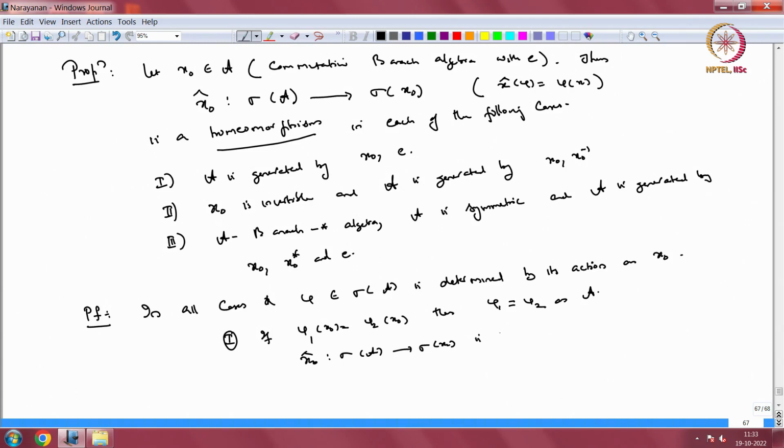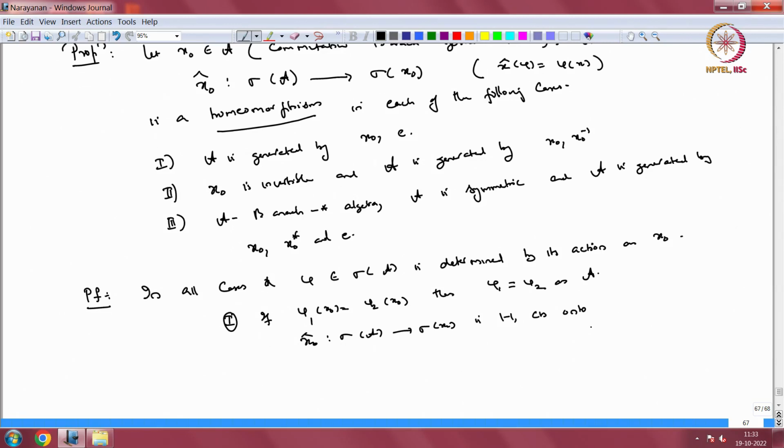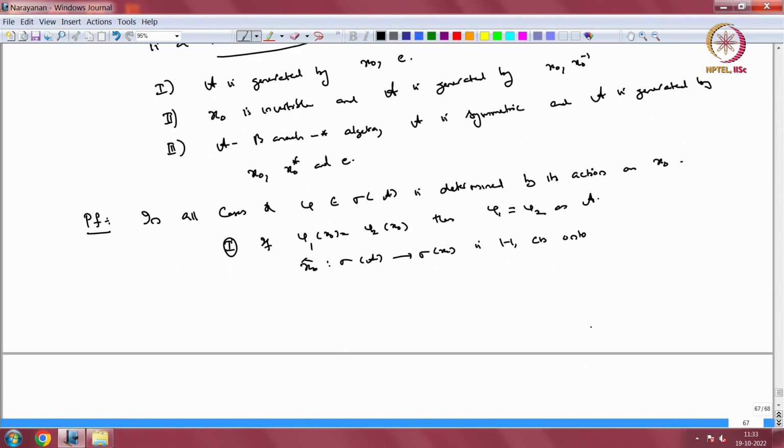It is 1-1. I know that it is continuous and it is onto, because it gives me everything in the spectrum of x naught. And so, I have a 1-1 onto continuous map from a compact Hausdorff space onto another compact Hausdorff space. So, it is a homeomorphism. Okay. And the same works for the other two cases too.